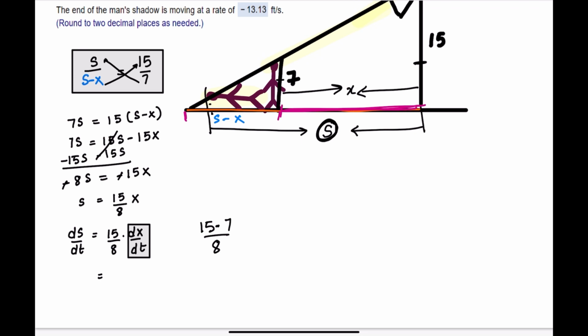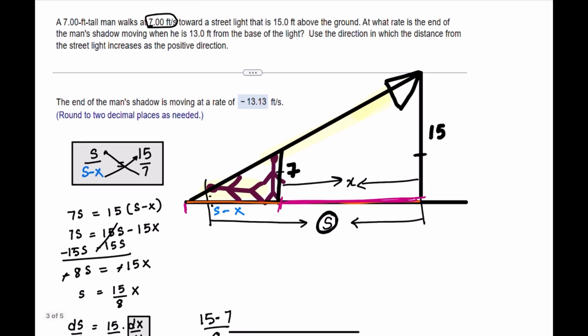And that is going to give me, again, keep in mind they're talking about the distance. And here they say, use the direction in which the distance from the street light increases as positive. So this direction is going to be positive and this direction is going to be negative. So anything that's decreasing is negative. Anything that's increasing is positive.